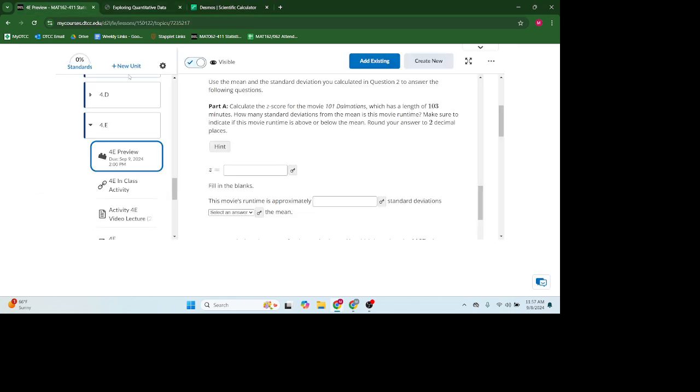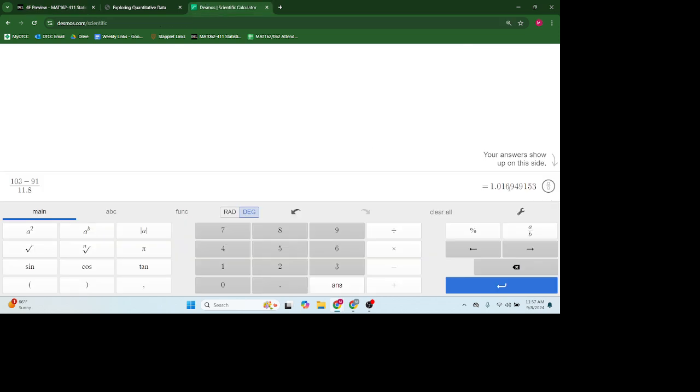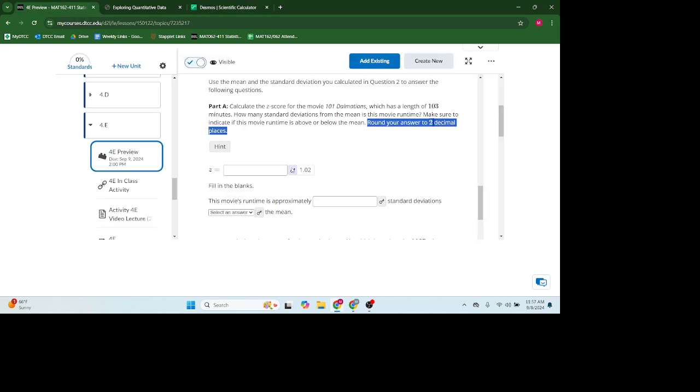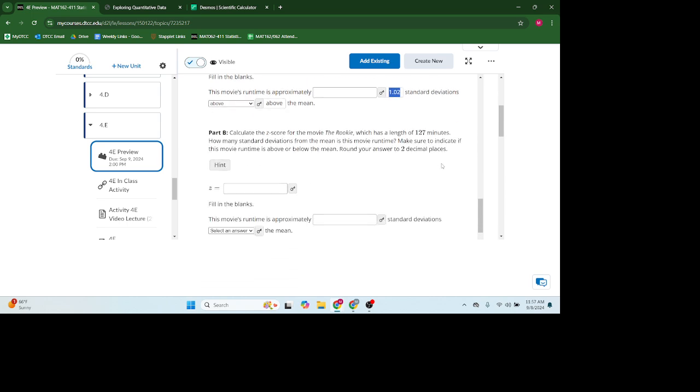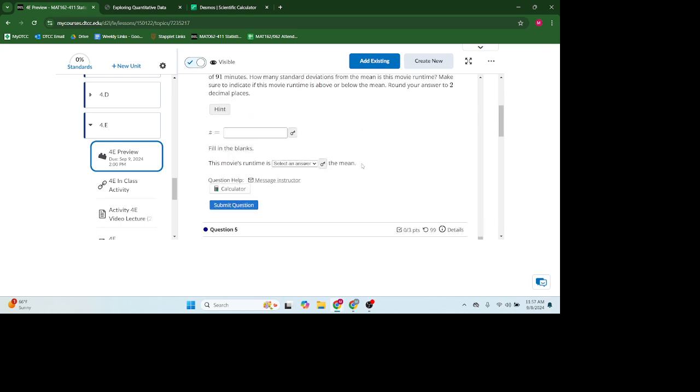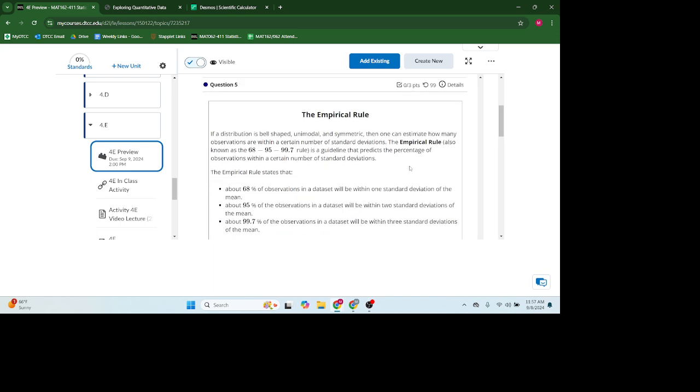When I go to my answer, I want to make sure I round to the nearest second decimal place, so that would be 1.02. Let's double check it. Yep, 1.02 should be your answer. You're going to fill in the blank saying the movie's runtime is approximately 1.02 standard deviations above the mean. If this value was negative, you would have to say below the mean, because you would infer that you're looking at a value below the mean. That's the basic idea of a z-score. I think that'll really help clear up part B and the other values as well, with how to interpret.